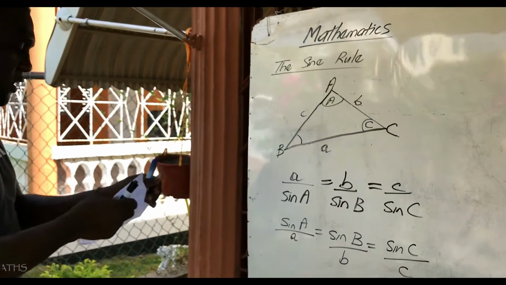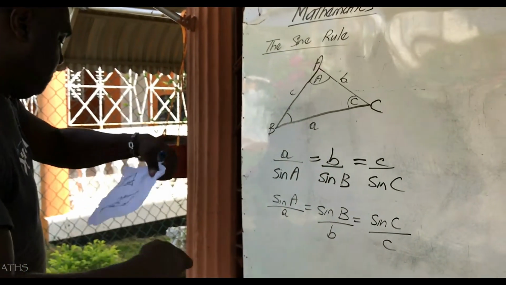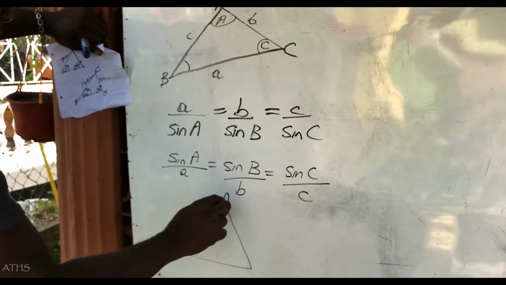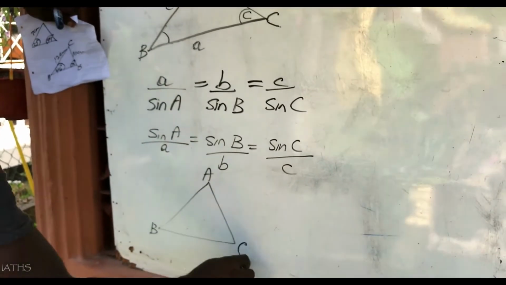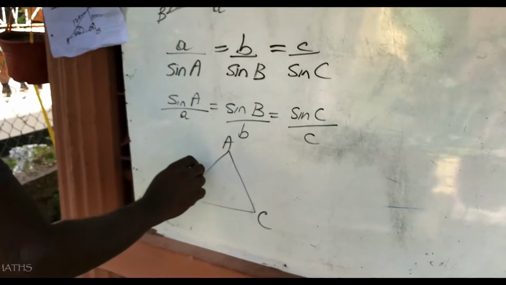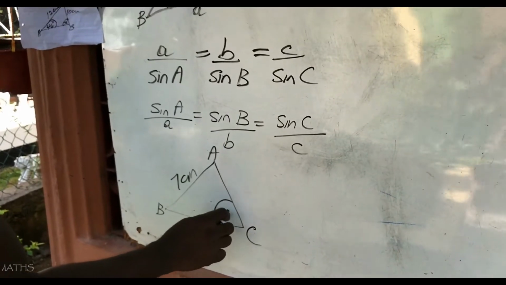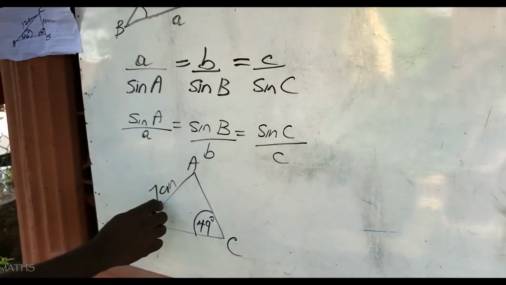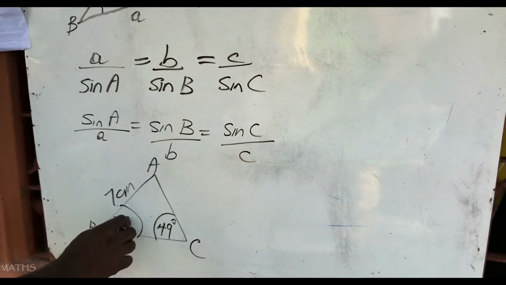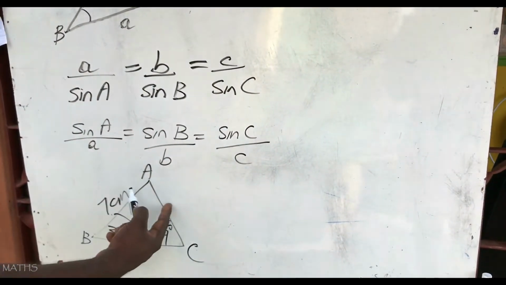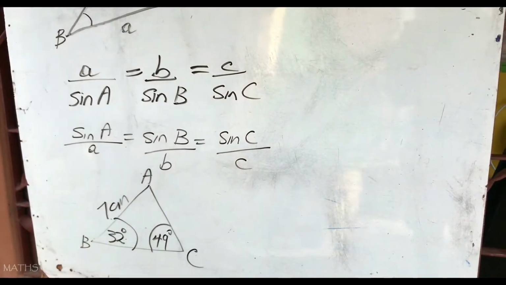Now let us say we have this triangle. So let us say we have triangle A, B, C. This side is 7 centimeters. This angle here is 49 degrees. This angle here is 32 degrees. And this side we don't know, neither do we know this side.